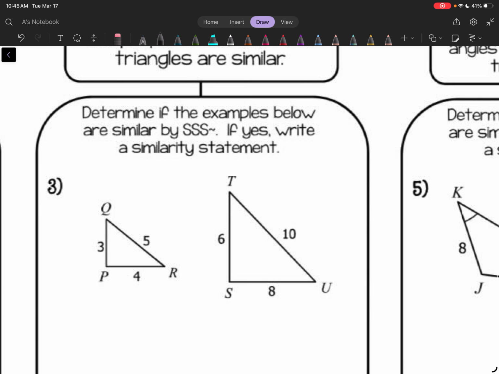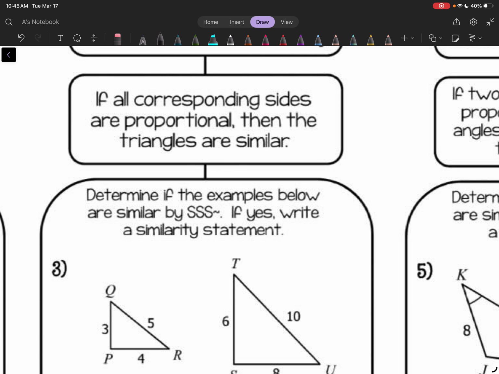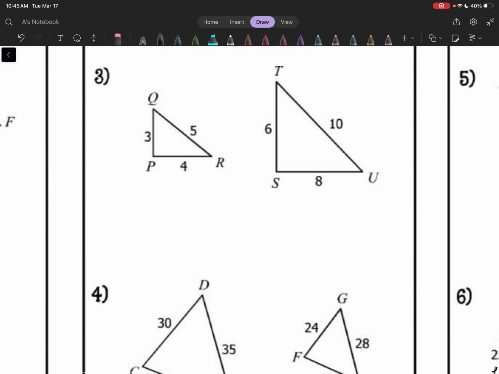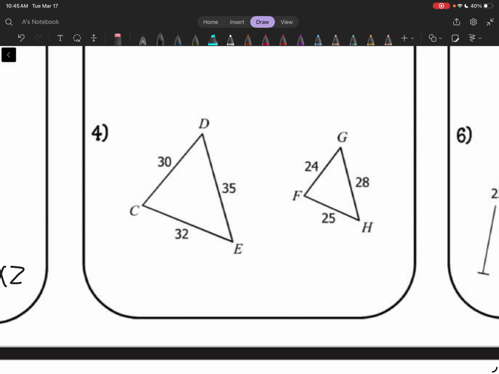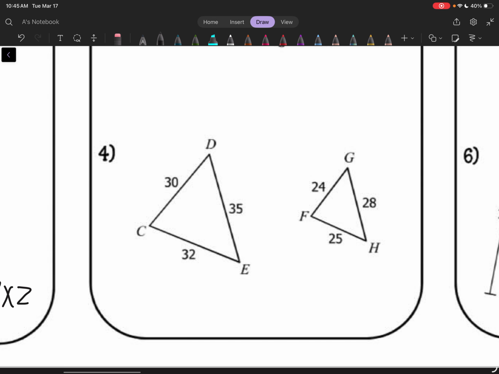All right. If all corresponding sides are proportional, then the triangles are similar. I'll let you try number 3. I'll do number 4. For my similar sides, look for the biggest number. My biggest number on the CDE triangle is 35. The biggest on the right is 28. We're doing a ratio. It doesn't matter which one you put on top. I'm going to put the left one on top. 35 over 28.